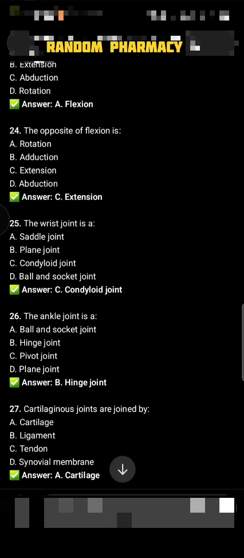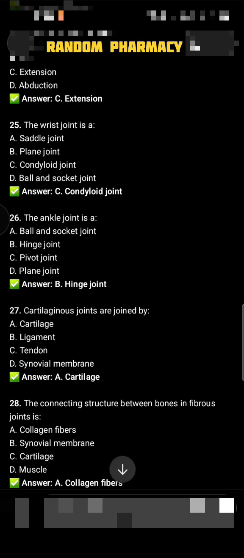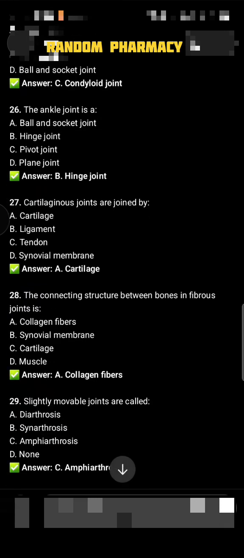The opposite of flexion is rotation, adduction, extension, abduction. The right answer is extension. The wrist joint is a saddle joint, plane joint, condyloid joint, ball and socket joint. The right answer is condyloid joint. The ankle joint is a ball and socket joint, hinge joint, pivot joint, plane joint. The right answer is hinge joint.